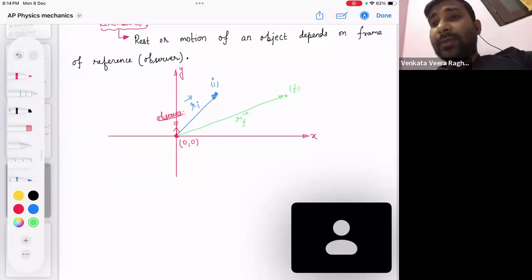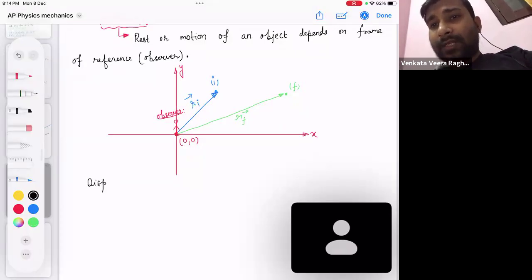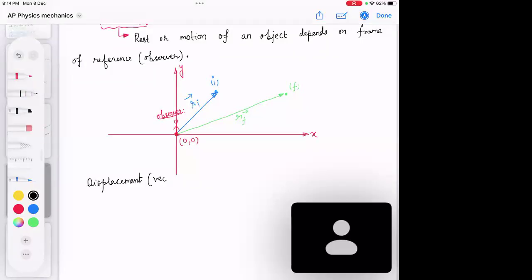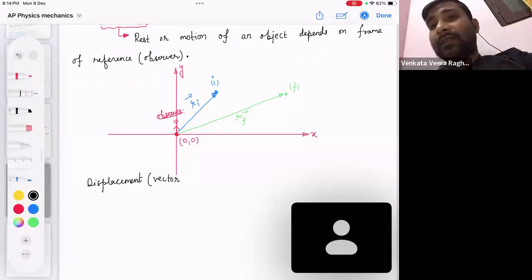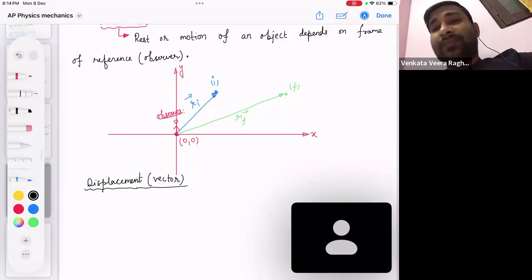Please tell me, what we are going to define is the displacement of a particle and the distance traveled by the particle. So first of all, tell me what is the displacement of a particle, and is displacement a scalar quantity or a vector quantity? Displacement is a vector quantity. Why? Because displacement has magnitude as well as direction.